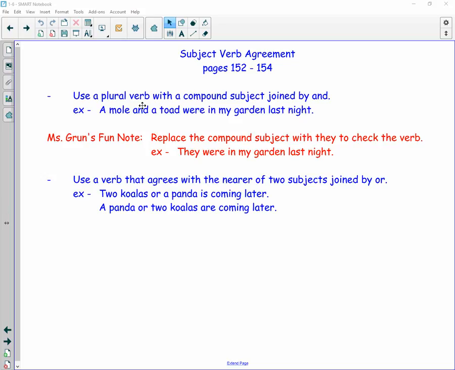Use a plural verb with the compound subject joined by "and." A mole and a toad were in my garden last night. As a fun note, you replace the compound subject with "they" to check the verb. They were in my garden last night.